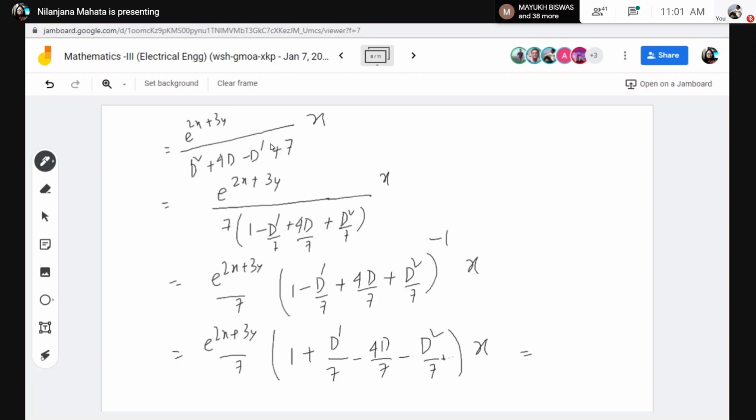So it will be, this won't exist. This will be minus 4 by 7. So this is the PI. Okay. So you know your CF, you know your PI. So this is the result.